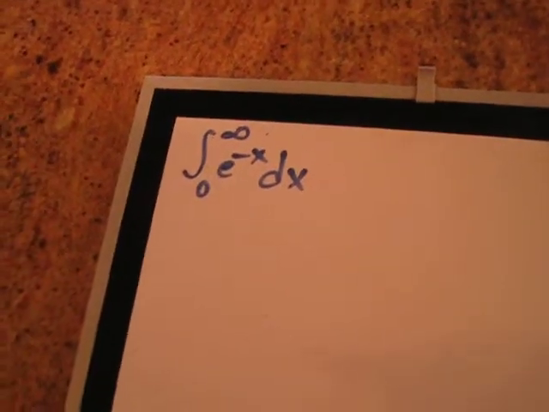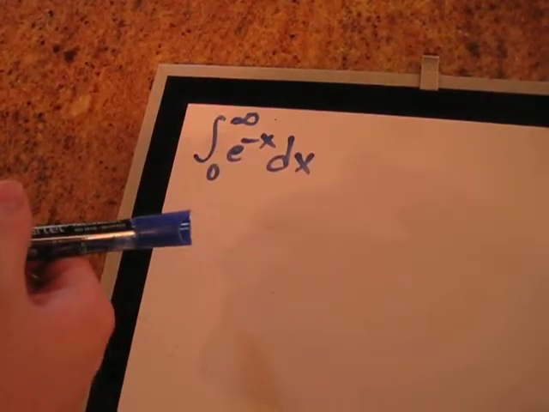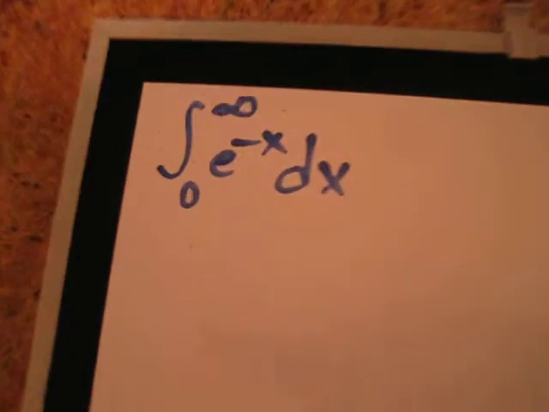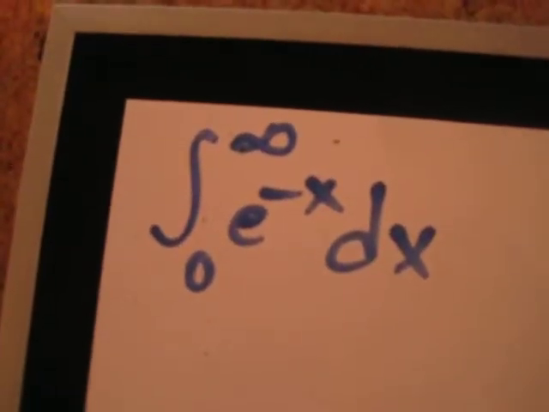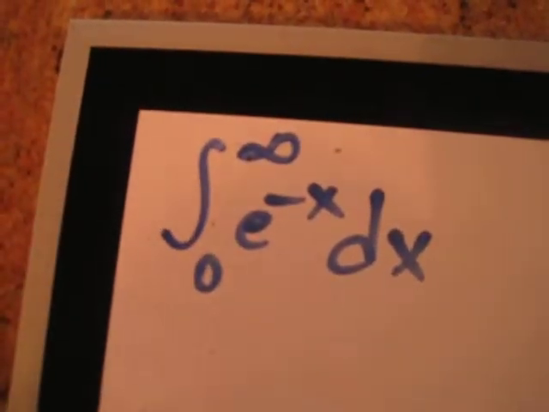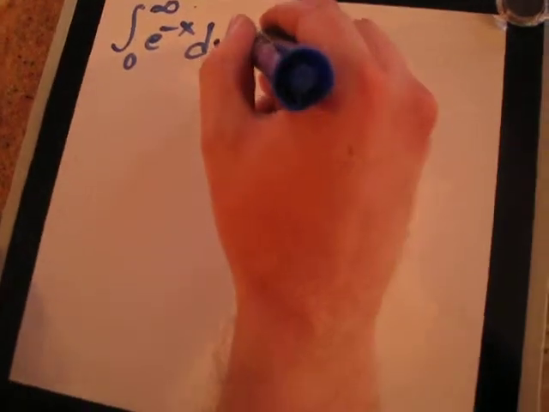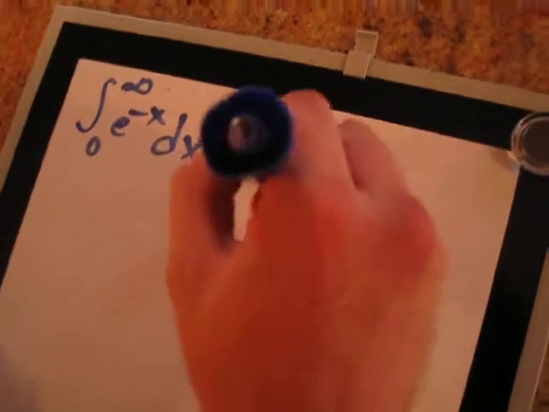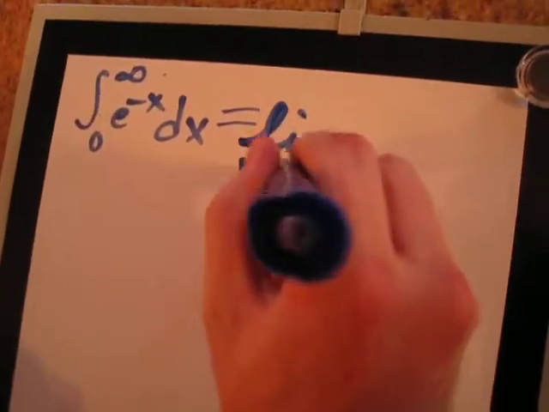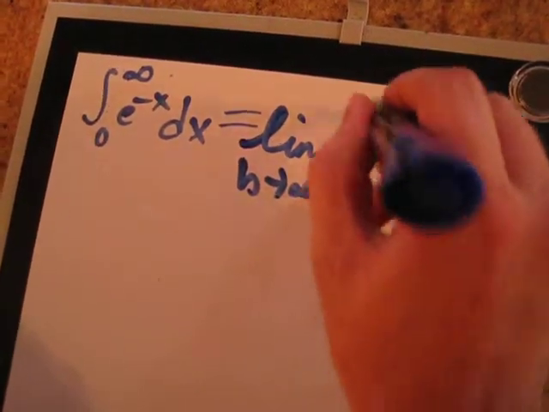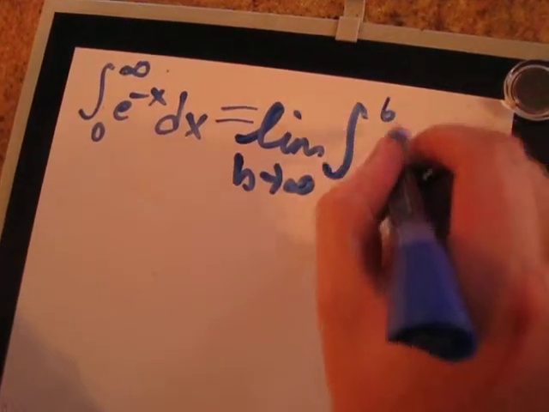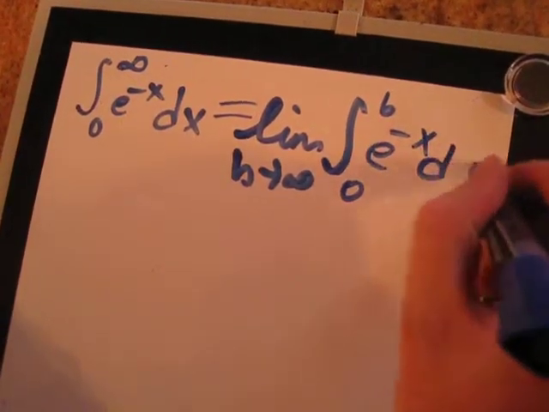We are going to evaluate this improper integral, the integral from 0 to infinity of e to the negative x dx. So the first thing we need to do is write this integral as the limit of a definite integral. So what we will do is write the limit as b approaches infinity of the integral from 0 to b of e to the negative x dx.